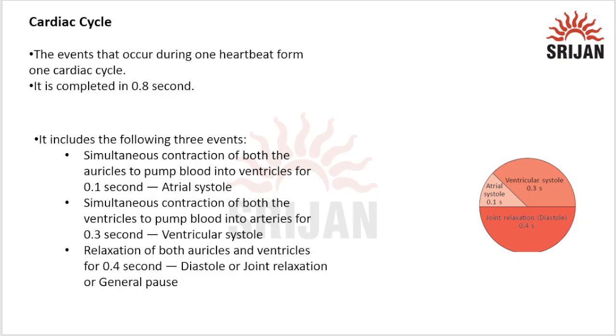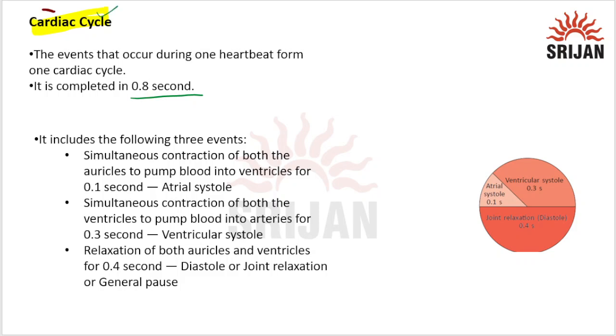In this video, we are going to learn about the cardiac cycle. The word cardiac is used for heart. The timing of one cardiac cycle is 0.8 seconds. What is this cardiac cycle?